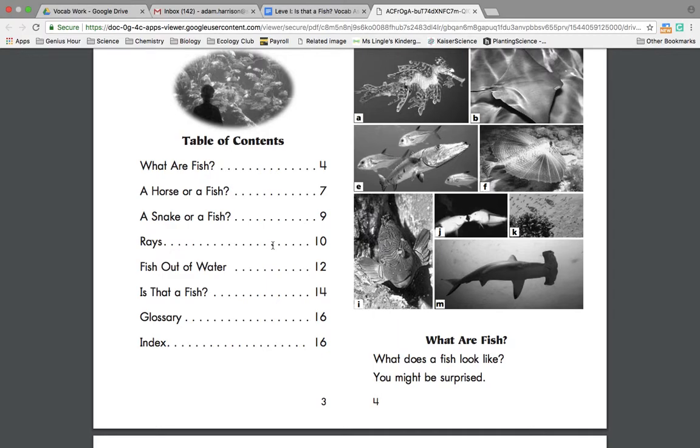the information. Okay? These are things that you might be tested on soon. Different parts of a nonfiction book and how to find information in a nonfiction book. It's a skill that you need in high school. All right.